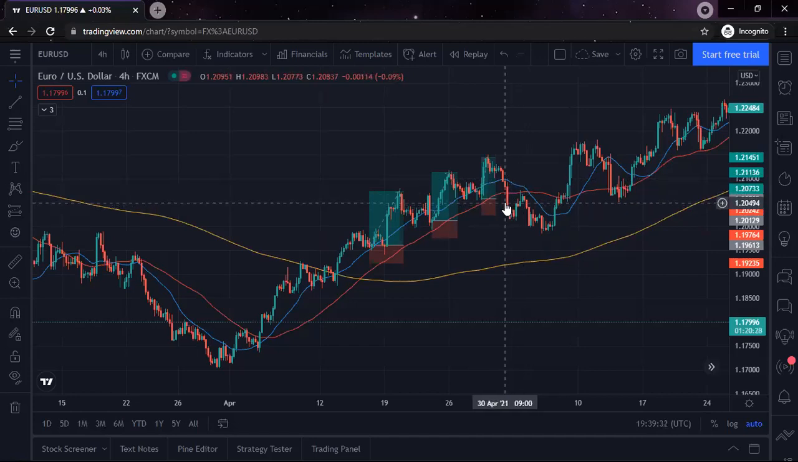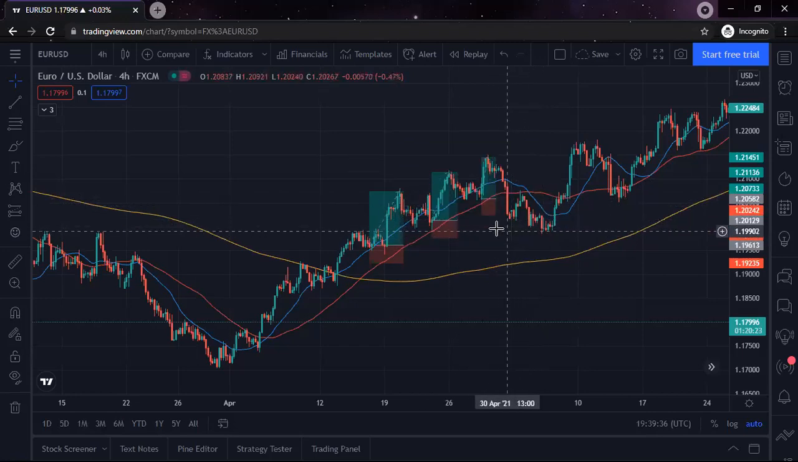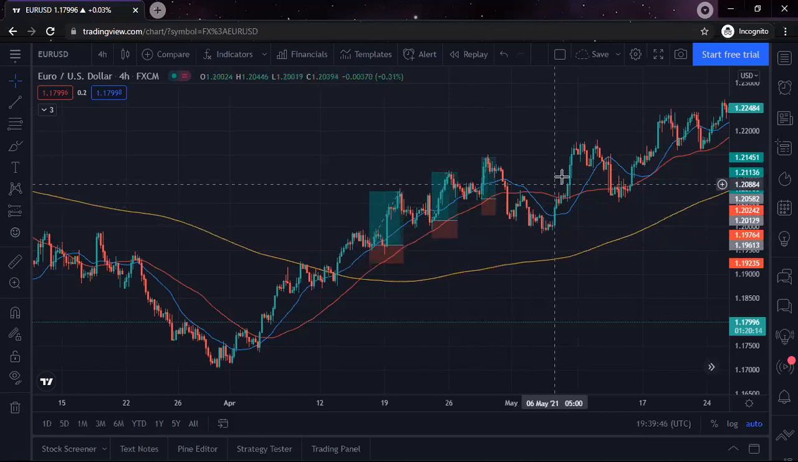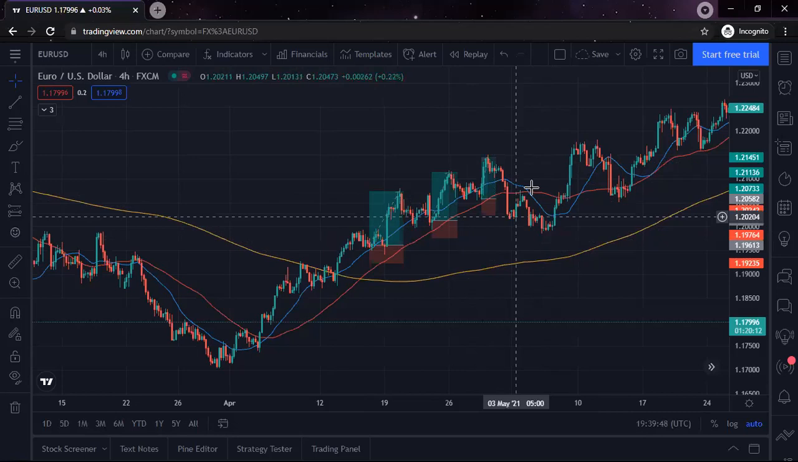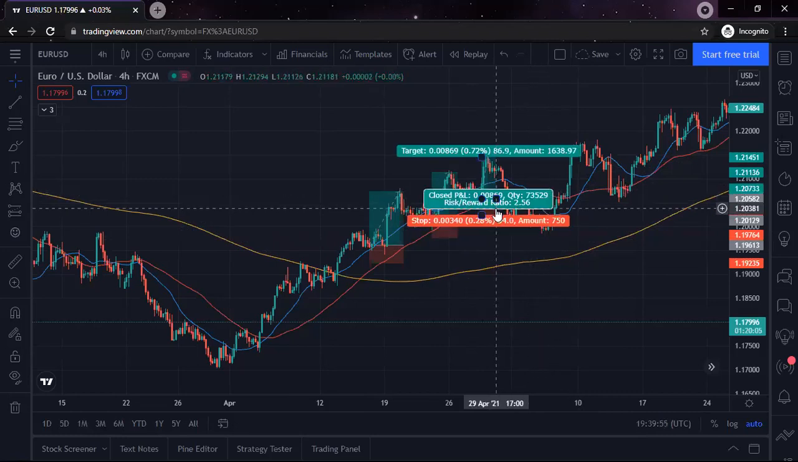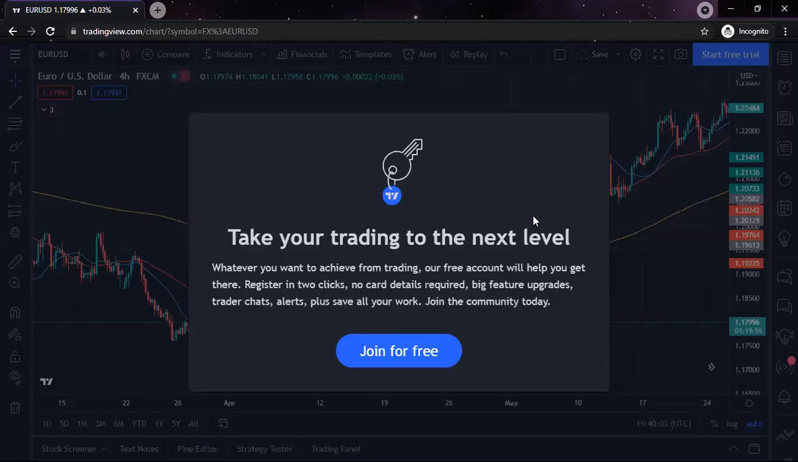What we should be looking at is when you see price closing above the 50 moving average, that's where we buy. With this red line, when price starts closing below the 50 moving average, it signals that maybe the trend is about to end.